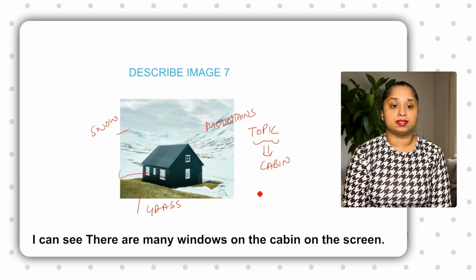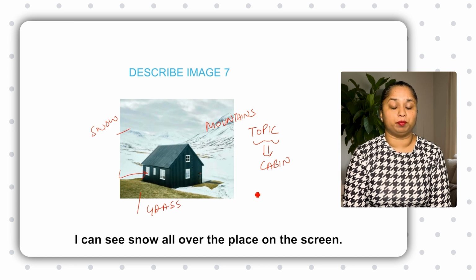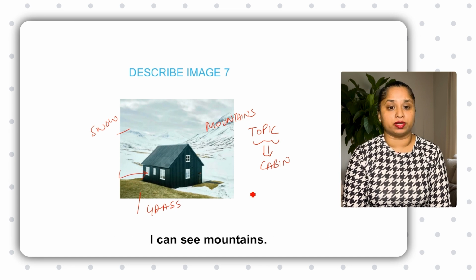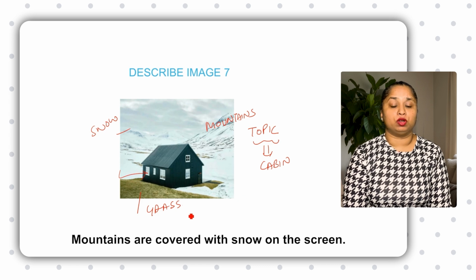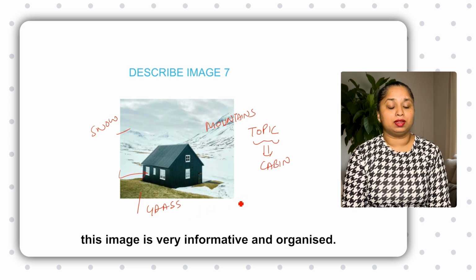On the screen I can see there are many windows on the cabin. On the screen I can see snow all over the place. On the screen I can see mountains. Mountains are covered with snow. On the screen I can see grass. Overall, this image is very informative and organized.